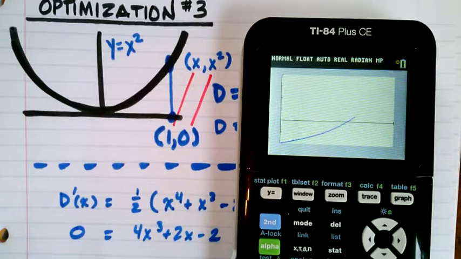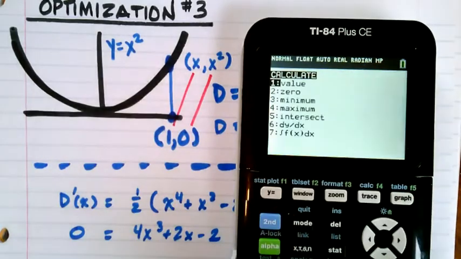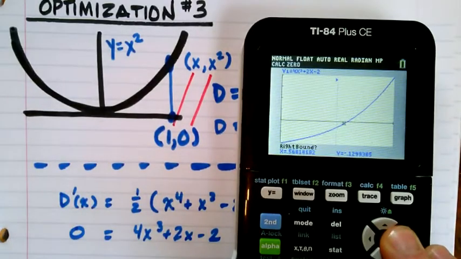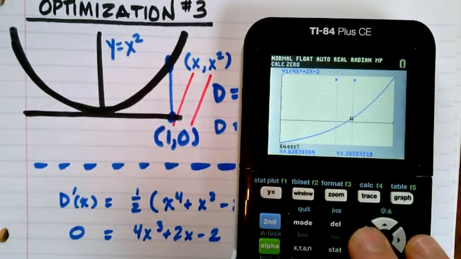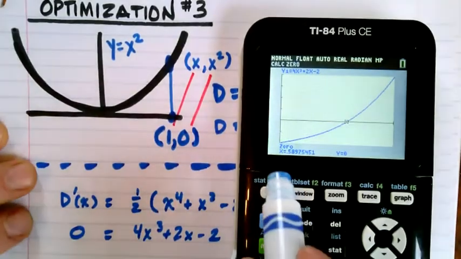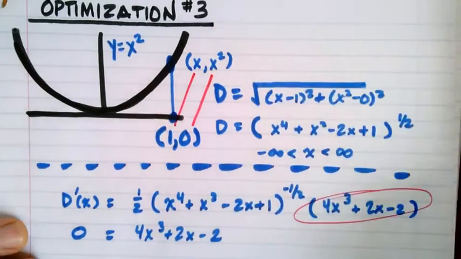And sure enough, there it is. Let's do calc, zero, left bound, right bound. I've got the answer now. Let's see, x is 0.5897. We'll call that 0.590.